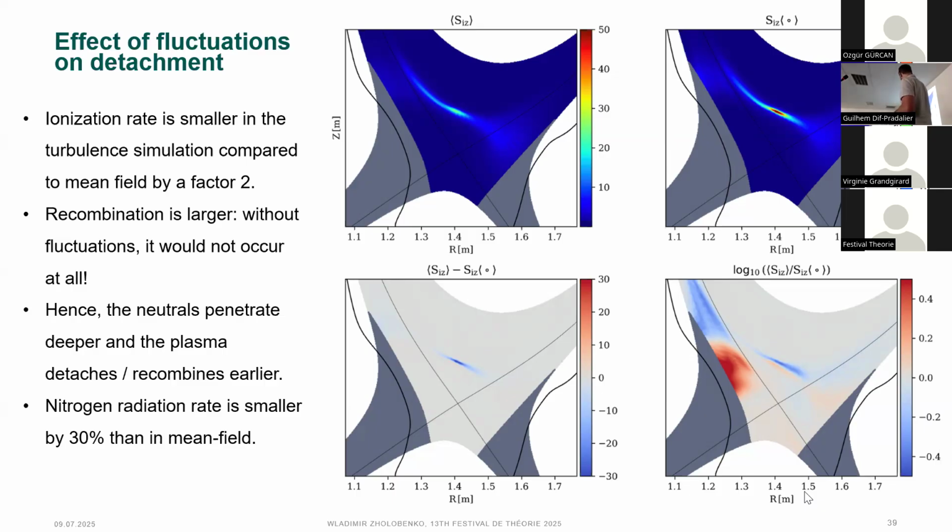The radiation, on the other hand, is 30% lower than in the mean field evaluation. But because the radiation has this fall off to both sides, so it falls off to small and to large temperatures, it really depends strongly on the parameters whether you get more or less radiation. So we cannot make a general statement about this, but for the ionization, it's clear that quite generally you would expect lower ionization rates than in the mean field evaluation.